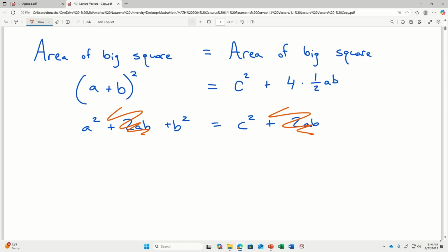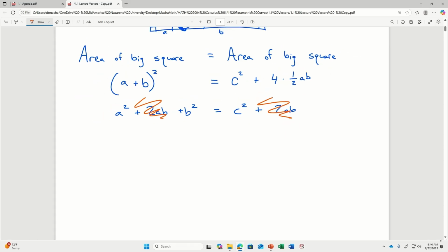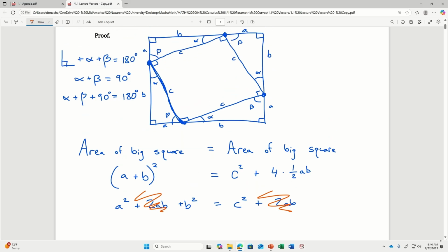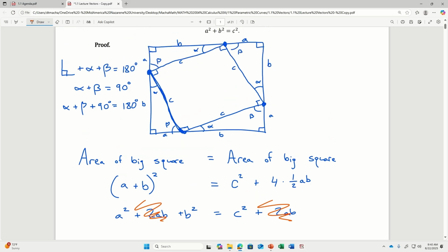And all along, we never said that A or B had to be a specific length or a specific ratio to each other. We said you could arbitrarily select the length of A and B, which means that this equation has to be true for every right triangle. The only thing we really enforced here is that the corners of the big square had to be 90-degree angles. So this works for every right triangle.